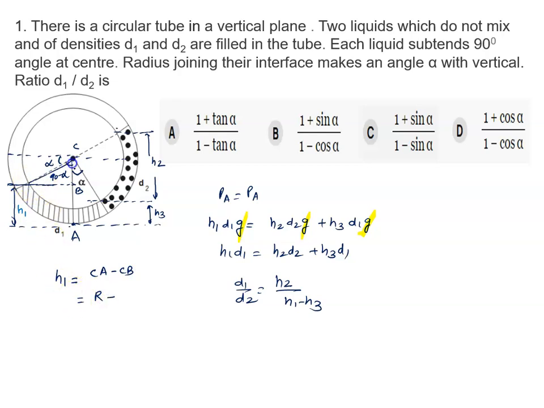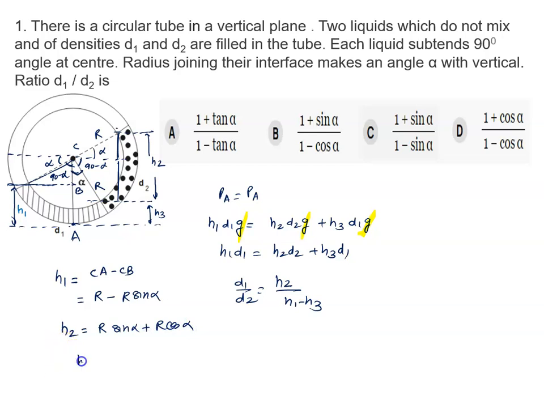What is CA? CA is the radius. The radius of this circle is R. This angle is 90 minus alpha. CB is given by R sin alpha. Now we will write the value of h2. Again, if this angle is alpha, this liquid is subtending 90 degrees, so this must be 90 minus alpha, and similarly this must be alpha. The radius of the circle is R. So h2 is this height, that is R sin alpha, plus this height, that is R cos alpha. So h2 is R sin alpha plus R cos alpha.